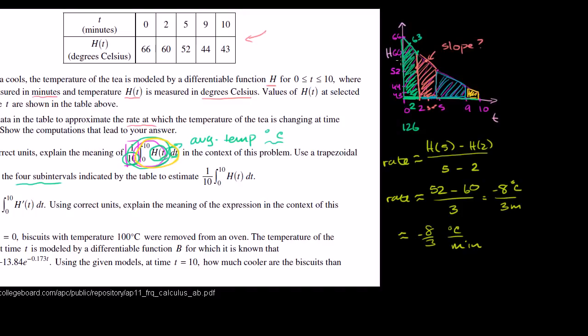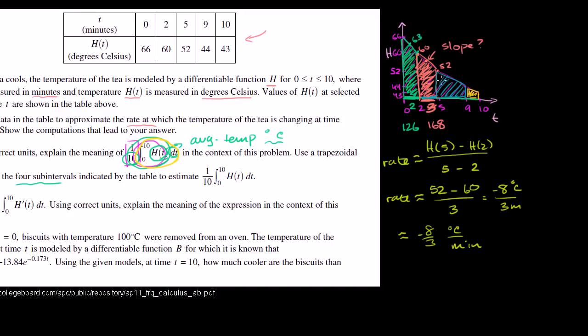By the same logic, the area of this orange part, the base right over here is 3. And then the average height, the height over here is 60 and the height over here is 52. They're 8 apart, so the average is going to be 4 away from each of them. It's going to be 56. So the area here is going to be 3 times 56, which is 150 plus 18, which is 168. That's the area of this orange trapezoid.